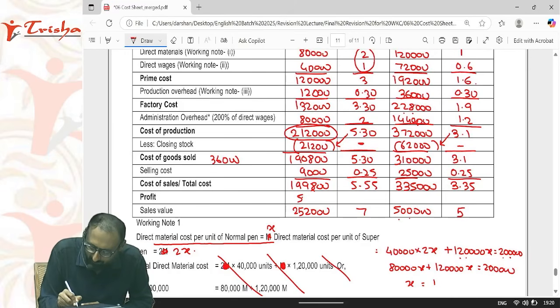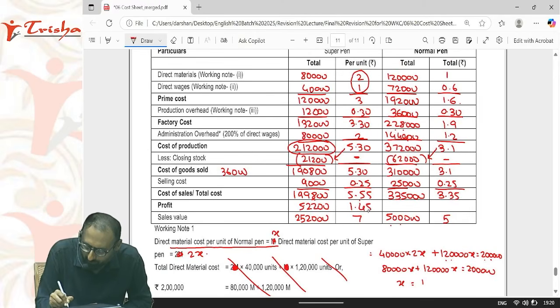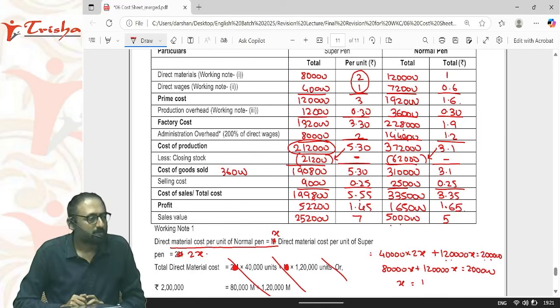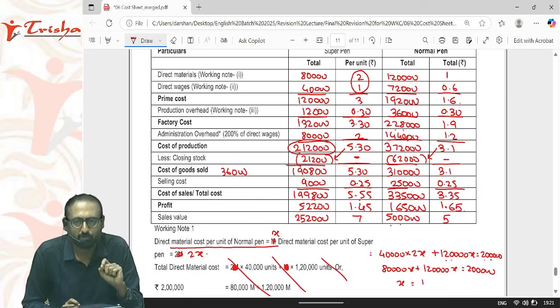52,200. Use the calculator and give the answer. Is it 1.45? Next one. Is it 1,65,000? 1.65. So very important 3 questions we have solved.